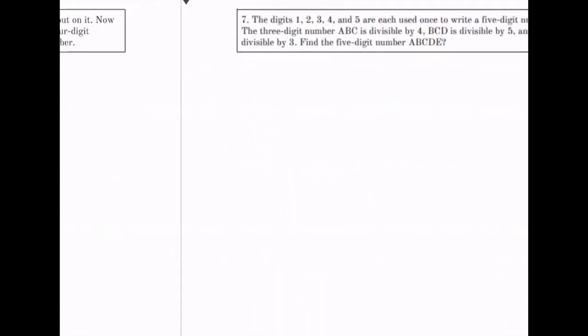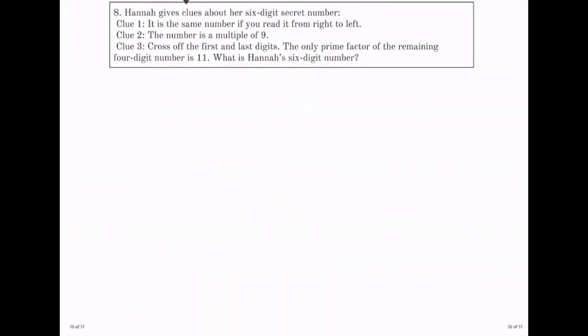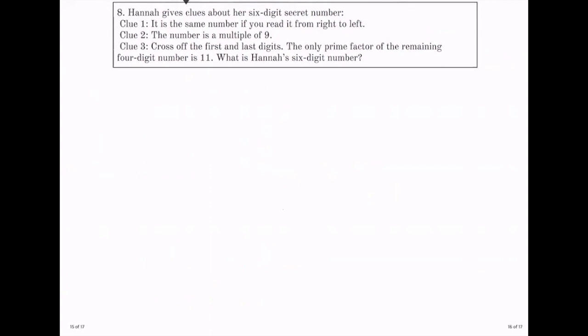Okay, so now we're going to look at this problem. Actually, we're going to skip this problem for now because it's a little bit more tricky. We're going to skip these two problems and go to this problem. Hannah gives clues about her 6-digit secret number. It is the same if you read it from right to left. It's a multiple of 9. And if you cross off the first and last digits, the only prime factor of the remaining number is 11.